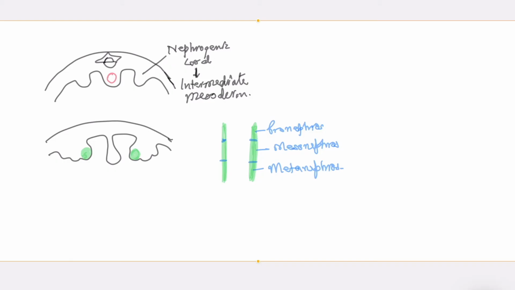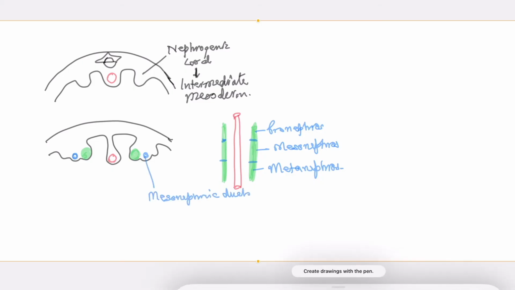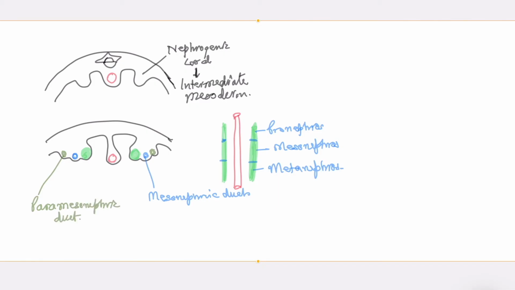So these are the two nephrogenic cords extending from the cervical to the sacral region. Here in the middle you have the dorsal aorta. Then lateral to that you find a swelling which encloses a duct, and this duct is called the mesonephric duct. Even lateral to that there's another duct, called the paramesonephric duct. This paramesonephric duct is also called the Mullerian duct, while the mesonephric duct is also called the Wolffian duct.